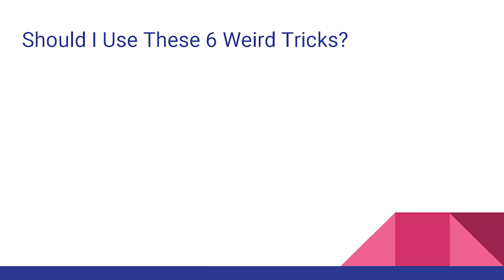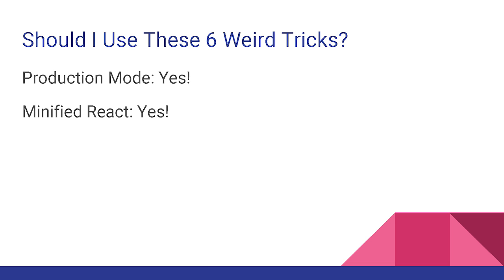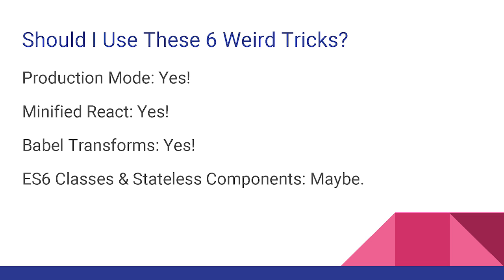All right, so recap of my 6 weird tips. Should I use these? That's a good question. So production mode, yeah, you already should have been. Minified React from the browser, yes, I think it's really easy. It gives a ton of performance. Babel transforms don't give a lot of performance, but they're really easy to do. ES6 classes and stateless components, maybe.